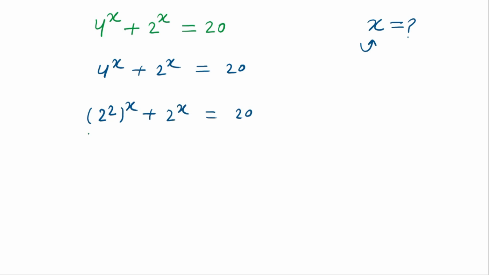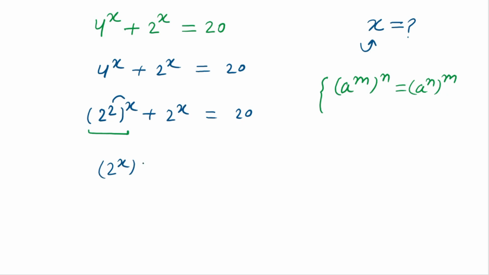Now look carefully at this expression. Here we will apply the base and exponent rule: (a^m)^n = (a^n)^m. If we apply this rule here, then this 2 and this x are interchanged, so (2^x)^2 + 2^x = 20.